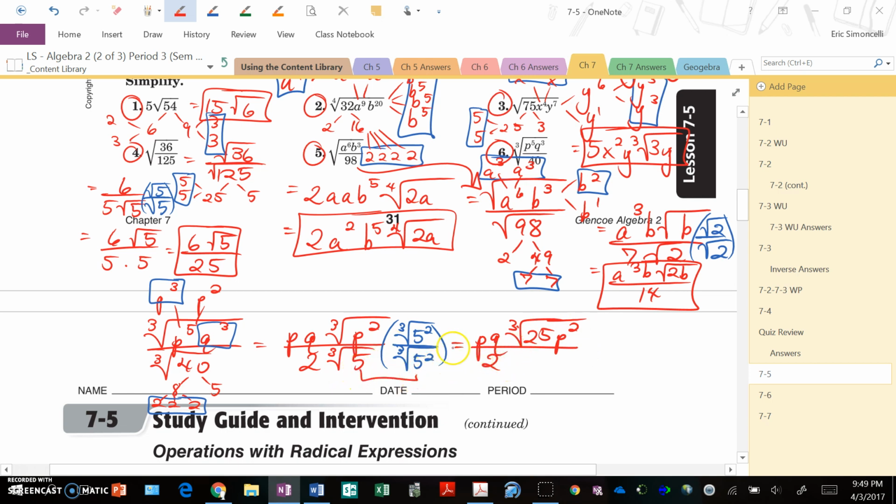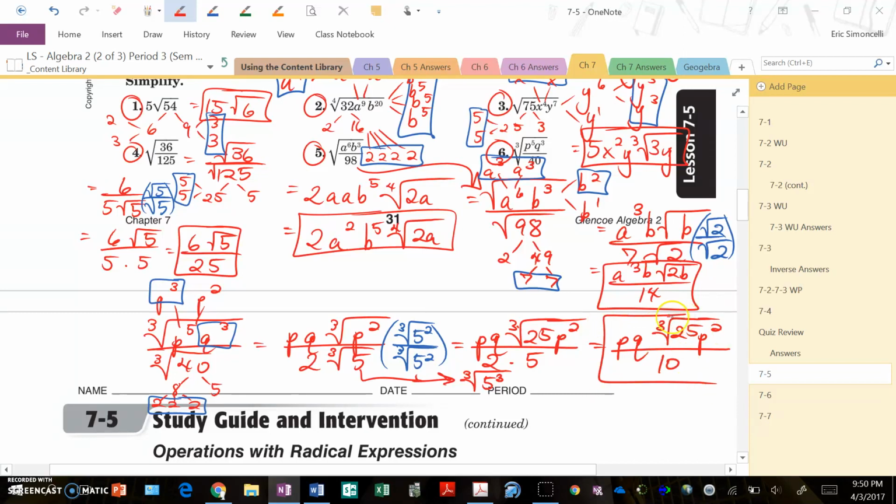Now let's think about this. Why did I, instead of multiplying by 5, multiply by 5 squared? Well, if you think about it, I actually now have the cube root of 5 cubed. And what's the cube root of 5 cubed? 5. So my final answer, when it's all said and done, everything considered and simplified, looks like this. And of course, we no longer have a denominator that has a root.